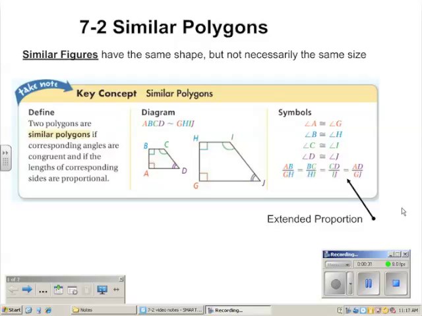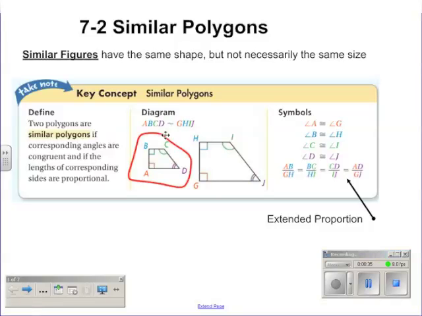It looks like that is a trapezoid. So trapezoid ABCD is similar to trapezoid GHIJ. So when we have similar polygons, all of the corresponding angles are going to be congruent. And you can see that over here on the right side of the screen, where all four angles must be congruent to the corresponding angle.